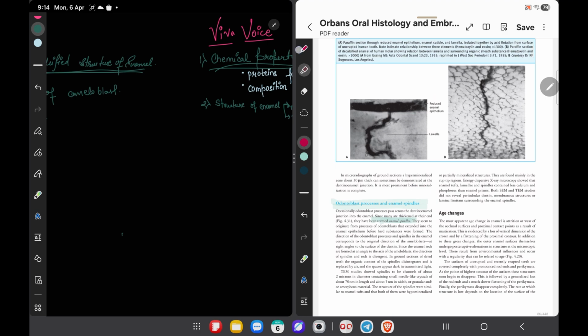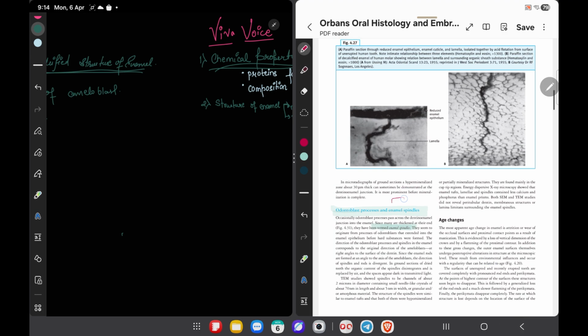If this is your odontoblast, then this is your odontoblastic process. This process goes into the dentinal tubules. The odontoblast process goes in the dentinal tubule, and this is known as the odontoblastic process.